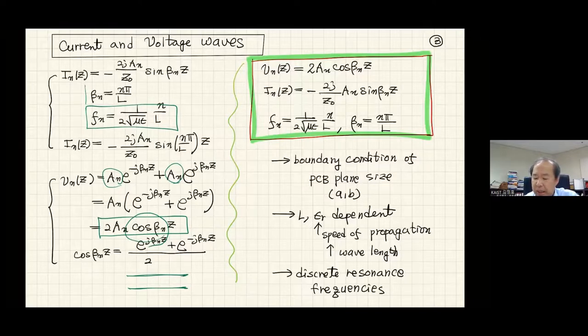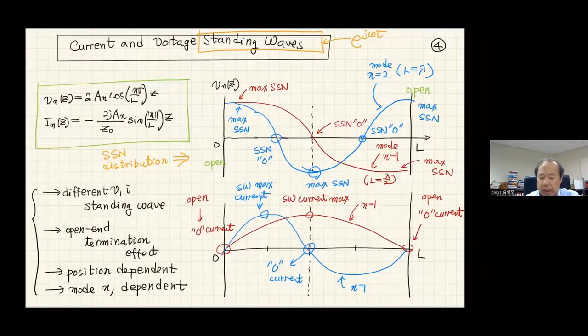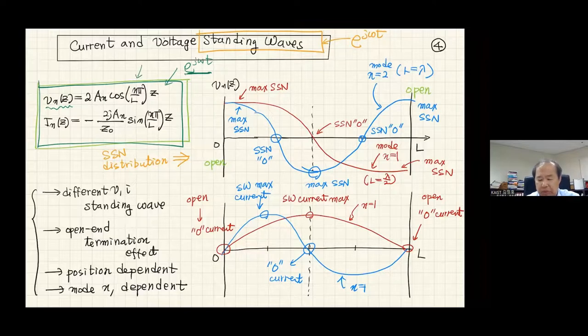If I summarize again, we apply the boundary condition and the PCB has some size A and B that will determine these resonance frequencies. And also we know that the dielectric constant will determine these resonance frequencies. We're going to have some discrete resonance frequencies that can survive inside the power and ground plane. Now let's take a look at this form. First, let's look at the voltage waveform. Of course, the expression e to the J omega T is missing here. This is the sinusoidal voltage waveform with respect to time. This is the space variation as a function of space G.